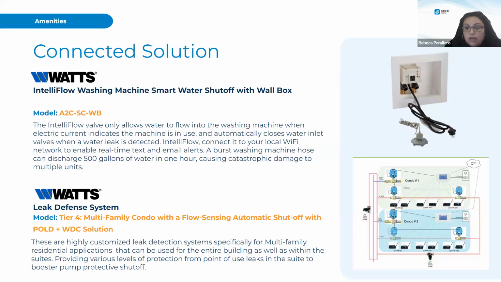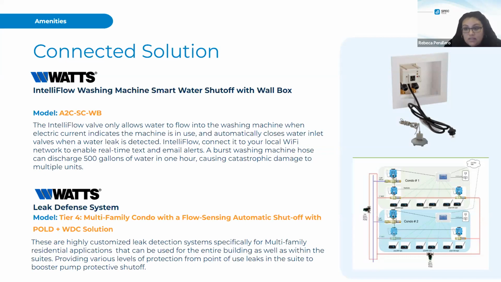It can come with the wall box. It can come without the wall box. So again, it depends on whatever your design space layout needs are. If you want something that is outside of the washing machine and for the entire unit, as well as for the entire building, there is the Leak Defense system. This little image on the bottom right-hand corner is meant to showcase the leak detection that can happen within the unit, so that you are checking water usage or potential water leaks in different parts of a unit, as well as in the main plumbing stack and the entire building.